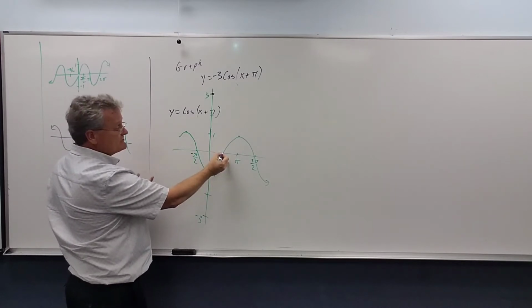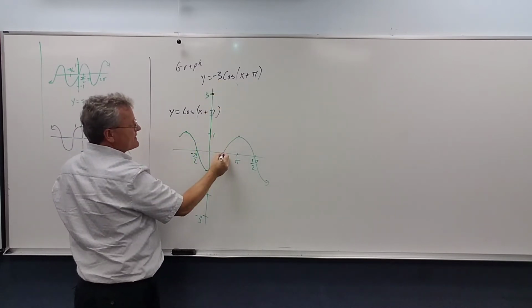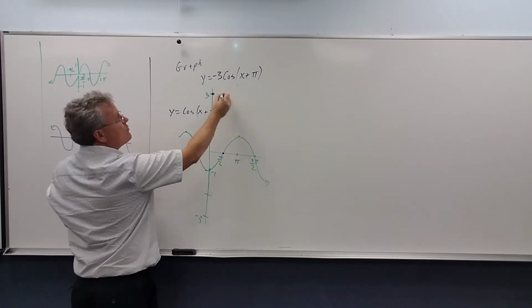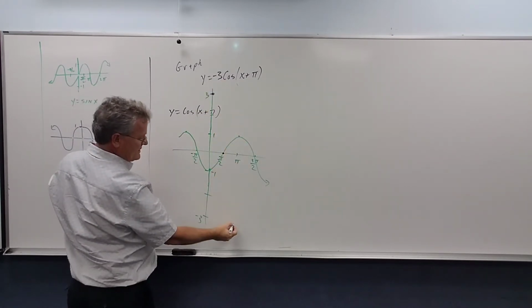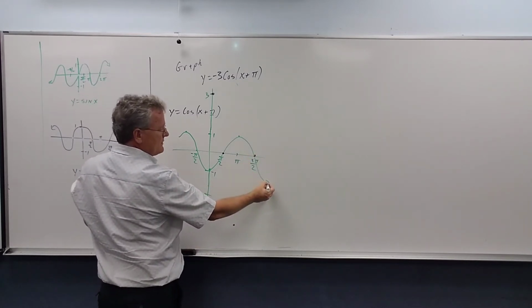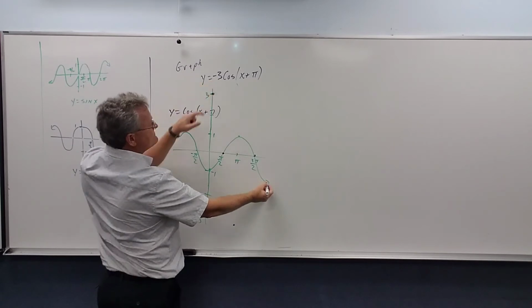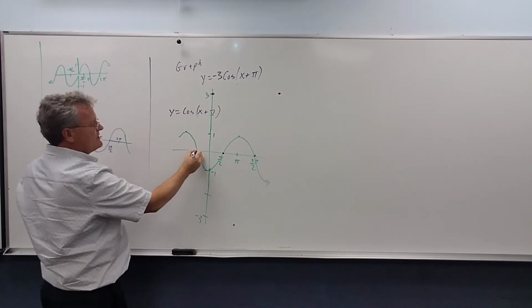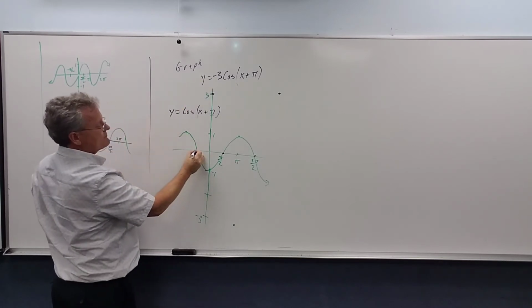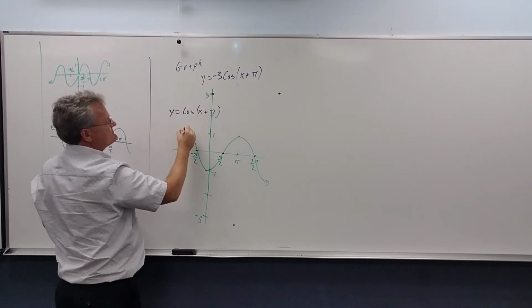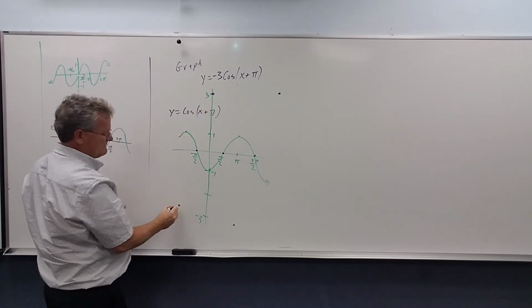The value here is 0. 0 times -3 is 0. The value here is 1. 1 times -3 is -3. Here the value is 0. Here the value is -1 times -3 is +3. Move over here. 0 times -3 is 0. This value is 1, and 1 times -3 is -3.